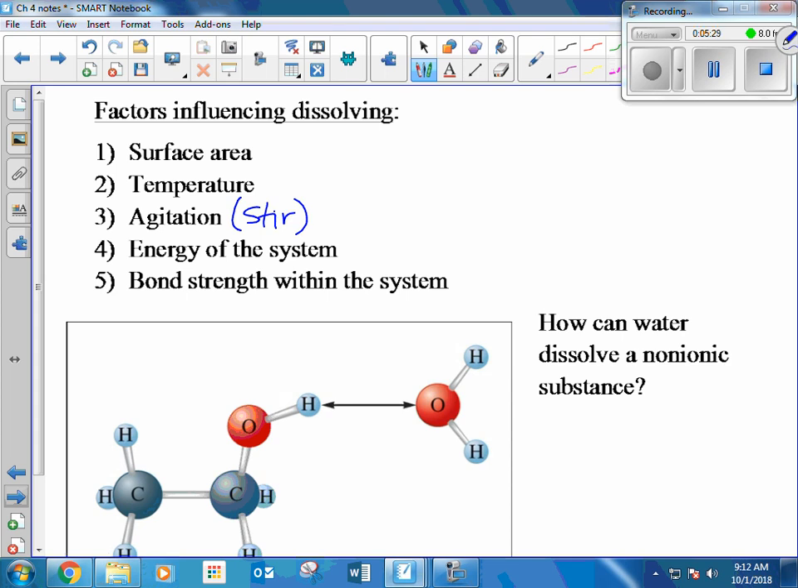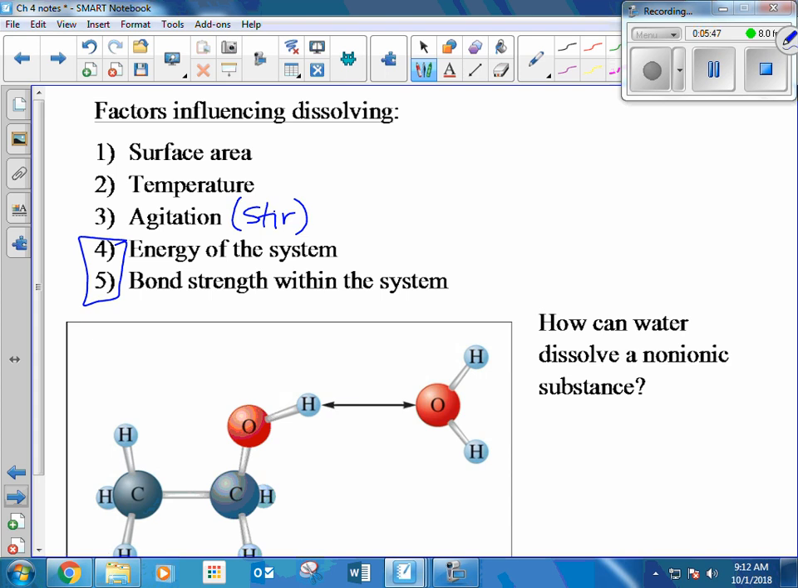Energy of the system, endothermic versus exothermic, depends on the type of bonds and then the bond strength. Both of these, chapters 4 and 5, are going to be something that we're going to talk about later as we move forward.